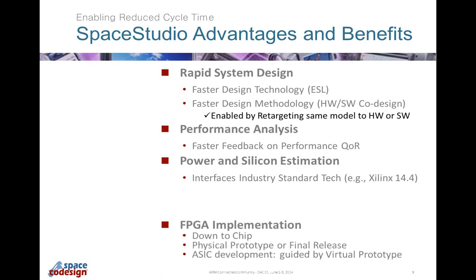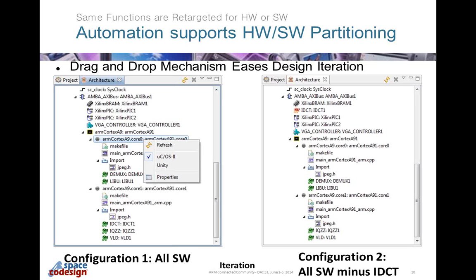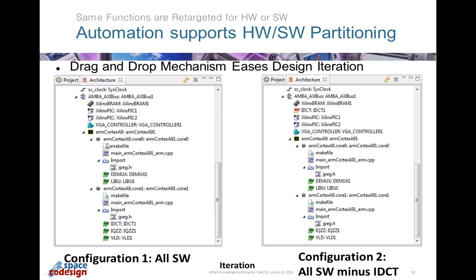In these pictures, we will describe how automation supporting hardware-software partitioning appears to the Space Studio user. We have mentioned that a key innovation in Space Studio allows you to target the same function in your application for either hardware or software implementation without recoding. In the user experience, this is reflected by a drag-and-drop mechanism. Here we show a motion JPEG application implemented as all software in the before picture on the left.